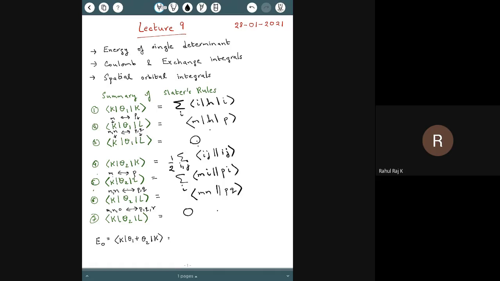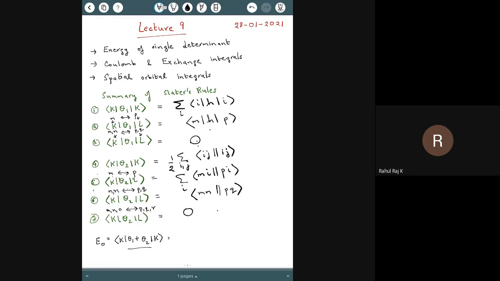Okay. Now from this summary, we can now directly write the energy for a single determinant. So that is basically the ultimate goal of doing all these derivations. What is the energy of a single determinant? So the Hamiltonian now is theta 1 plus theta 2, and the energy is the expectation value between the same determinant, which is the ground state determinant.